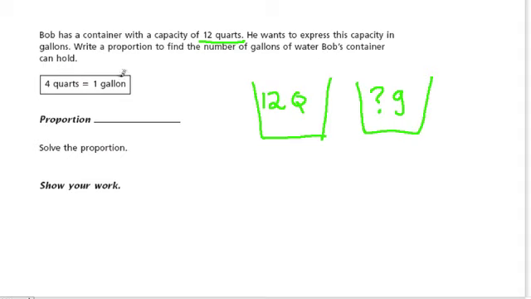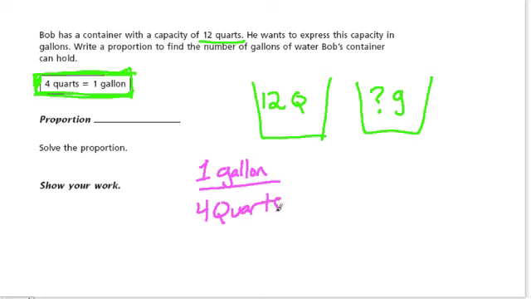So he wants to write a proportion using this idea of the container he has and this fact that every 1 gallon equals 4 quarts. So for this proportion, there are a couple of options. I'm gonna say, okay, there's 1 gallon. For every 1 gallon I have 4 quarts. That's going to be the same thing as some amount of gallons in our mystery bucket, right? X gallons to 12 quarts.